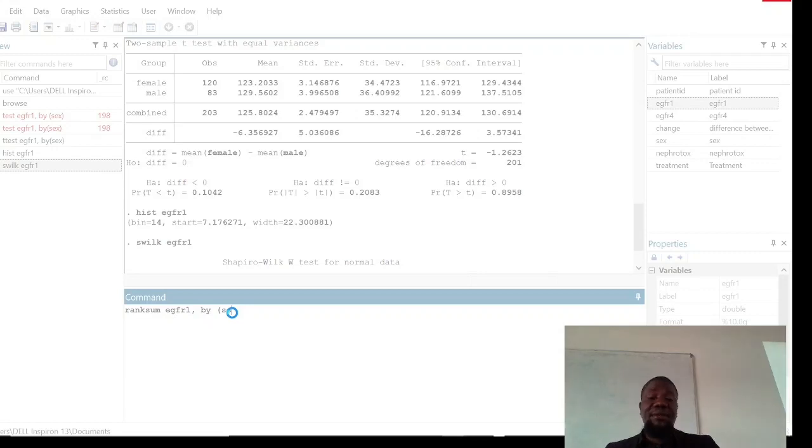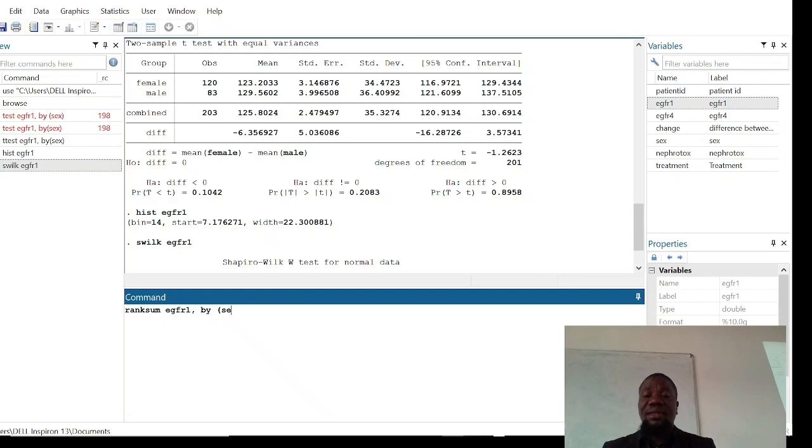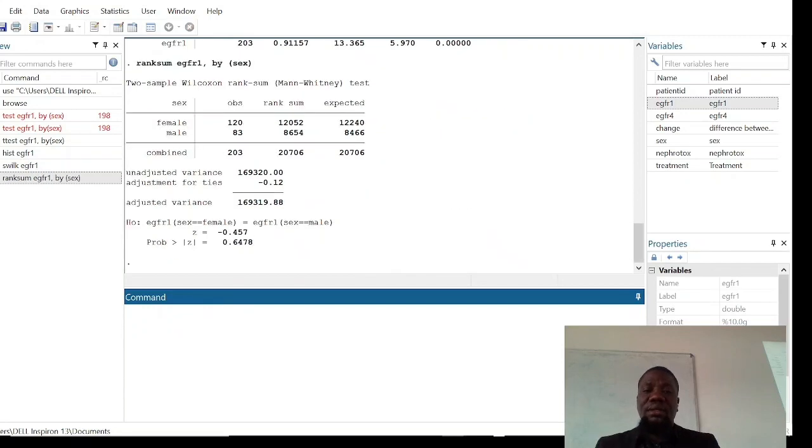And it actually gives you a p-value of 0.64. So this is still telling you that there was not a statistically significant difference in the estimated glomerular filtration rate of the participants before they started treatment. This is desirable because it means that the way we had collected the participants was random, and it means that these two groups were very comparable.